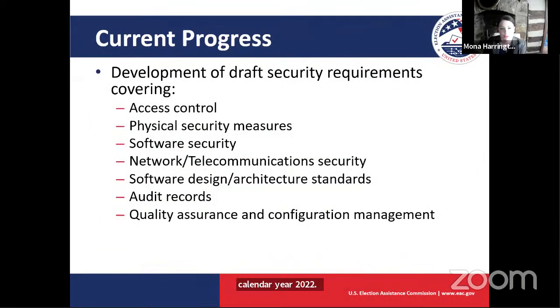The EAC is currently working with a contractor well-versed in testing the security of EPB systems to create draft security requirements. As you can see on the screen, the requirements will cover the following areas: access control, physical security measures, software security, network and telecommunications security, software design and architecture standards, audit records, quality assurance, and configuration management.